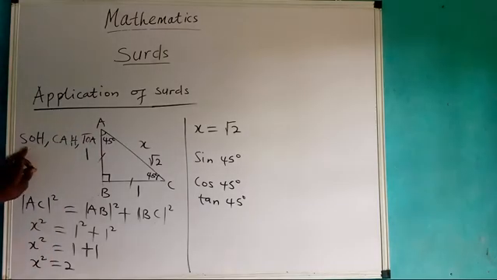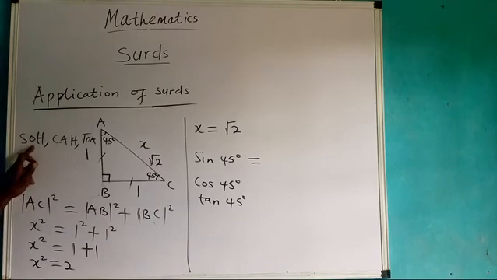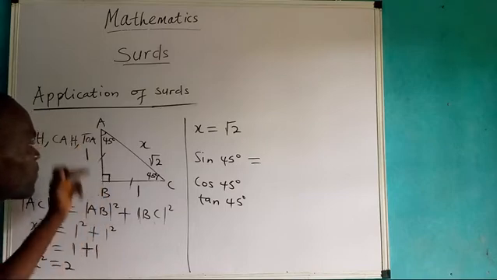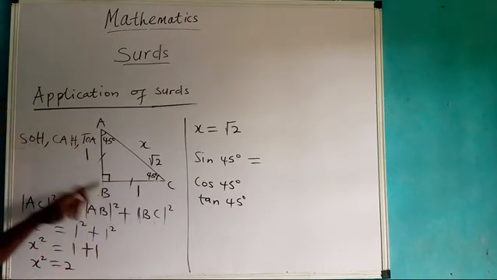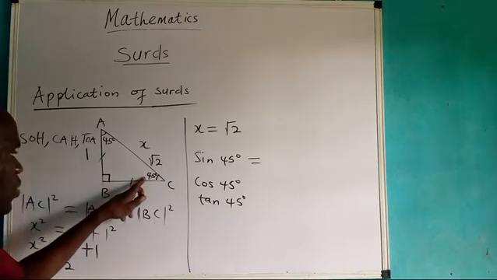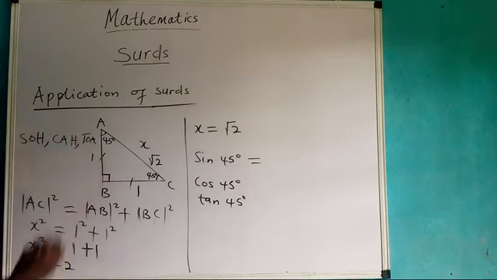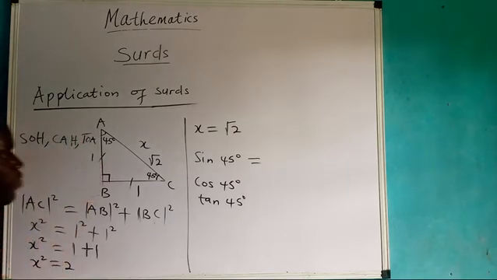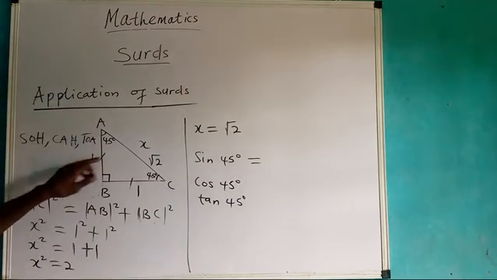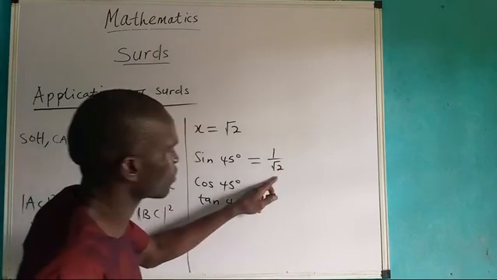SOH simply means opposite over hypotenuse. That is the one that has to do with sine. It means that for this one, I want to determine the ratio for sine: opposite over hypotenuse. This one is the hypotenuse, and which one is the opposite? Depending on the angle I want to deal with, since we have the same angle, wherever this one faces becomes opposite. It means that AB is going to be opposite. Therefore, we now have opposite over hypotenuse, that is to say 1 over root 2, and we have a surd at the denominator.